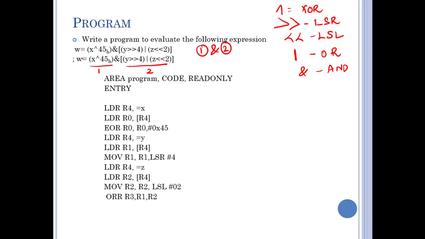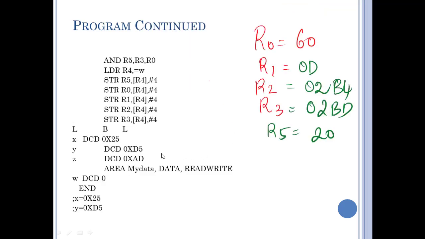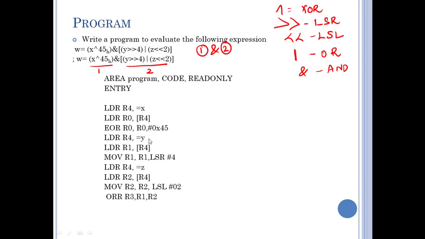First, let us take the operands x, y, z. So x is taken to be 25, y is taken to be D5, and z is taken to be AD. And the same thing I discussed in the previous lecture, D is nothing but define constant double word. I am defining x, y, z to be constants 0x25, 0xD5 and 0xAD. Is that fine? Okay. So then we will go ahead. So x is 25.